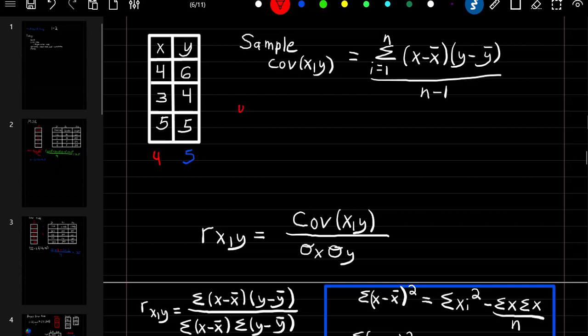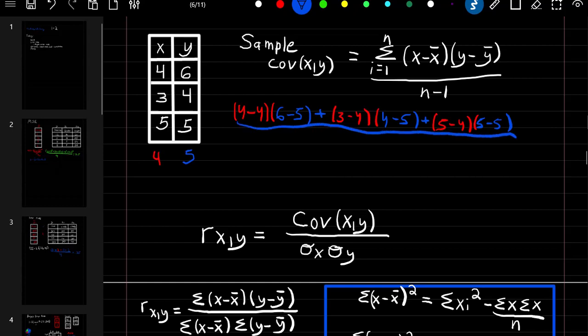So x minus x bar is going to be 4 minus 4 times y minus y bar, just 6 minus 5, plus 3 minus 4 times 4 minus 5, plus 5 minus 4 times 5 minus 5, divided by n minus 1, which is just 3 minus 1, and we're going to get a value of 0.5.